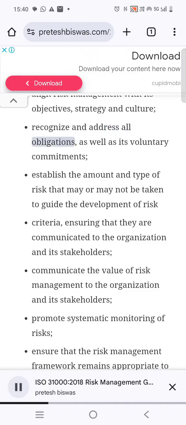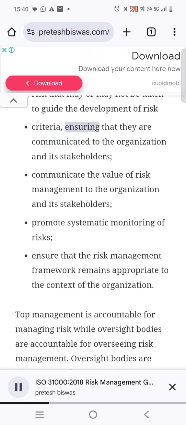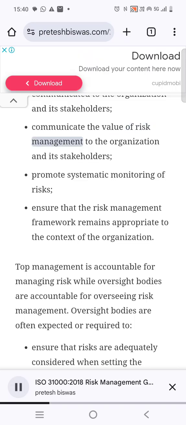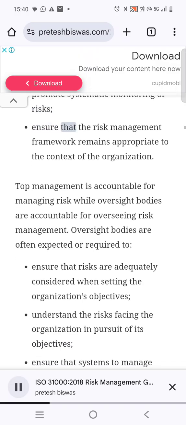Recognize and address all obligations, as well as its voluntary commitments. Establish the amount and type of risk that may or may not be taken to guide the development of risk criteria, ensuring that they are communicated to the organization and its stakeholders. Communicate the value of risk management to the organization and its stakeholders. Promote systematic monitoring of risks. Ensure that the risk management framework remains appropriate to the context of the organization.